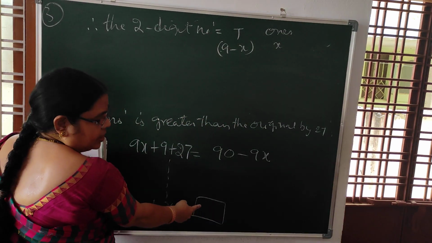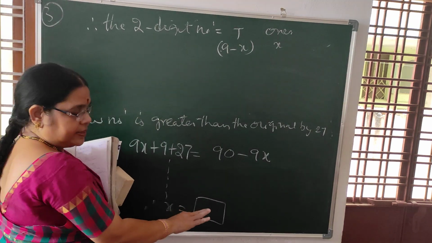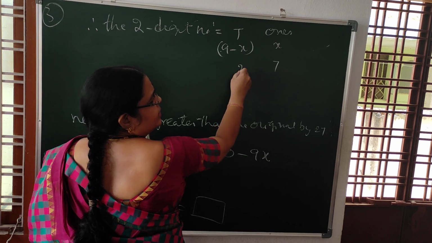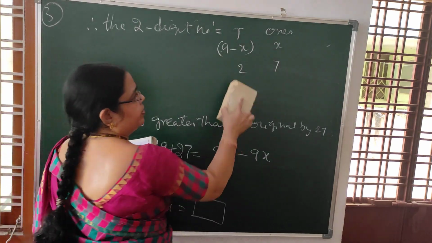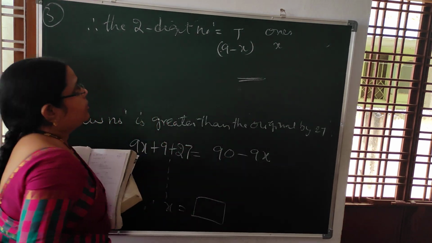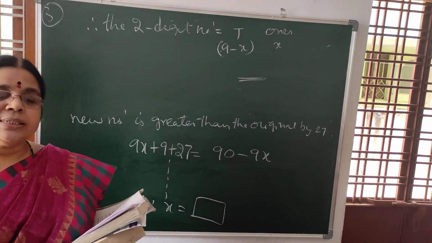For example, you got x is equal to 7. Something I said, example. So this becomes 7. This becomes 9 minus 7 is 2. Like this you have to find the number. So this is the number. This is the two-digit number.